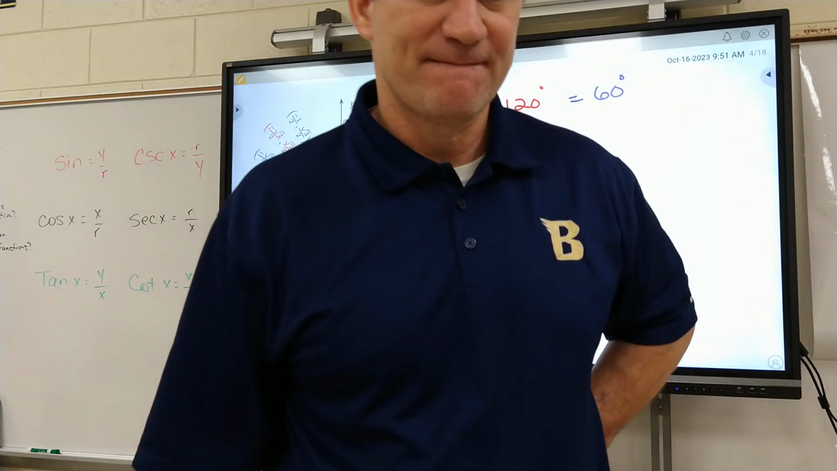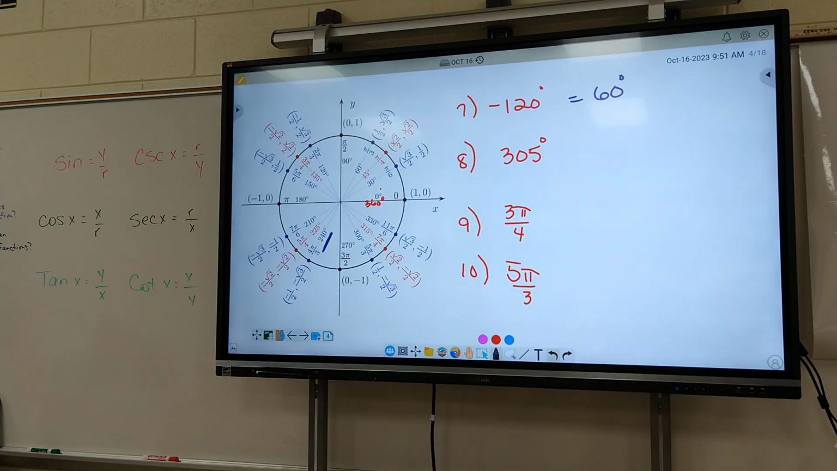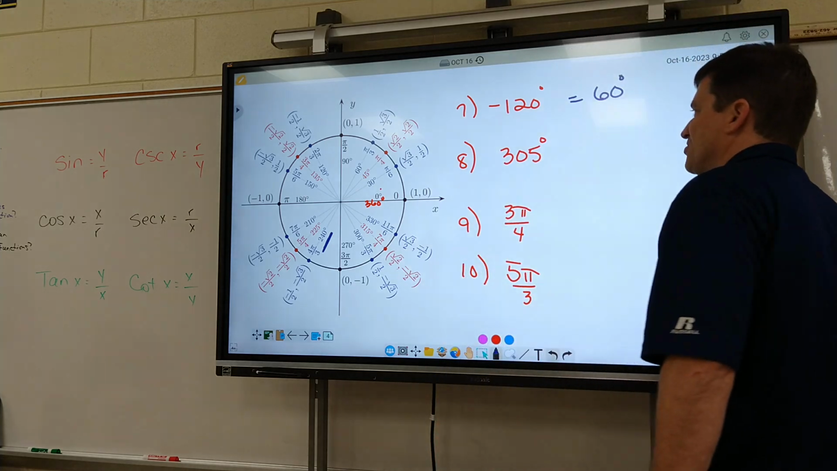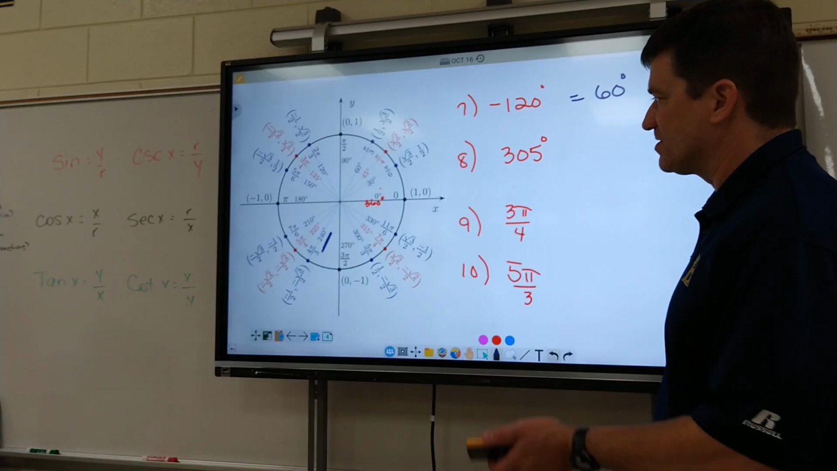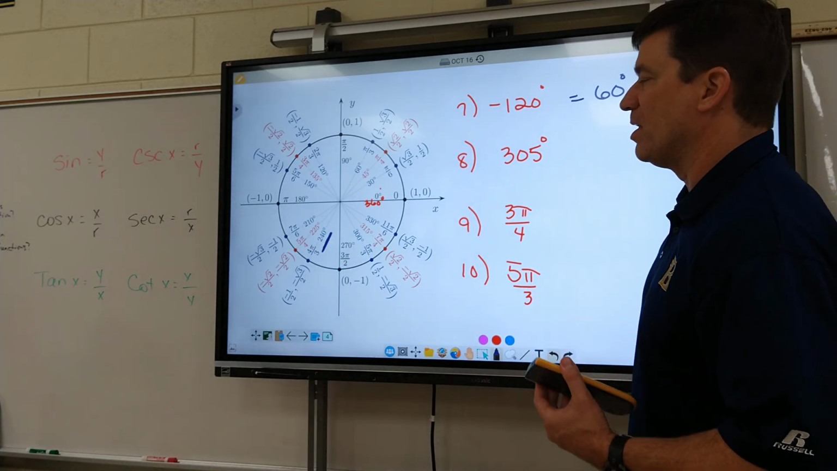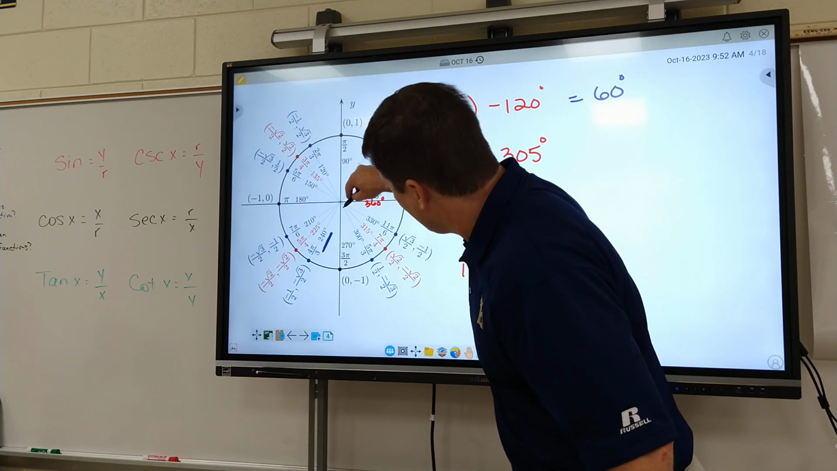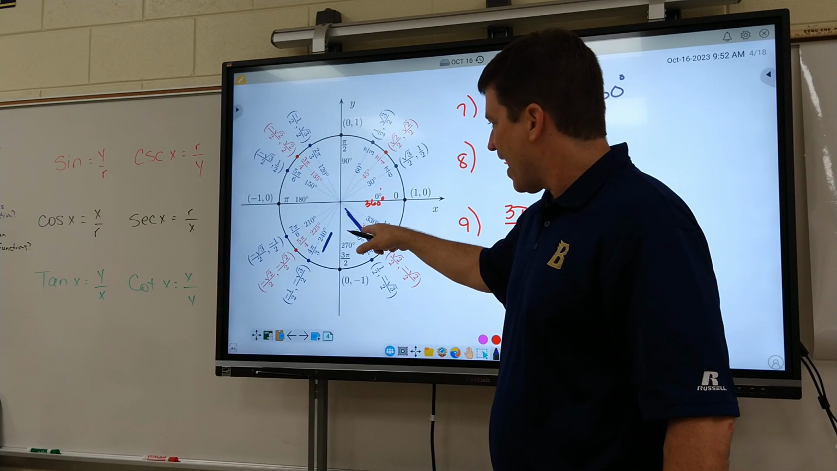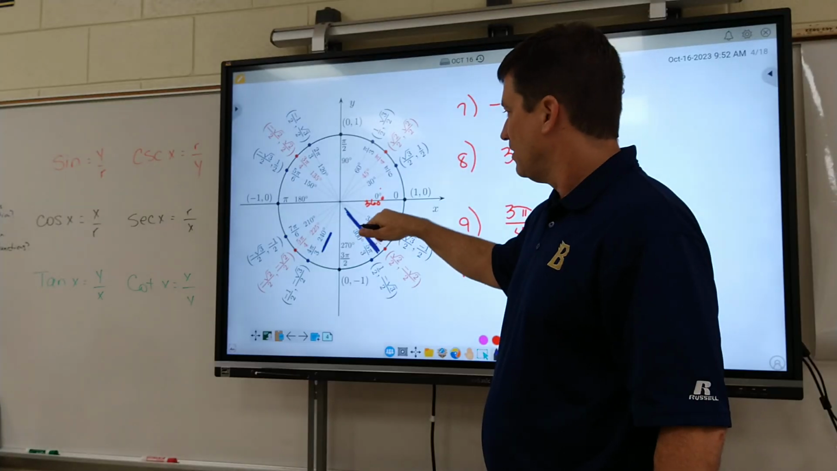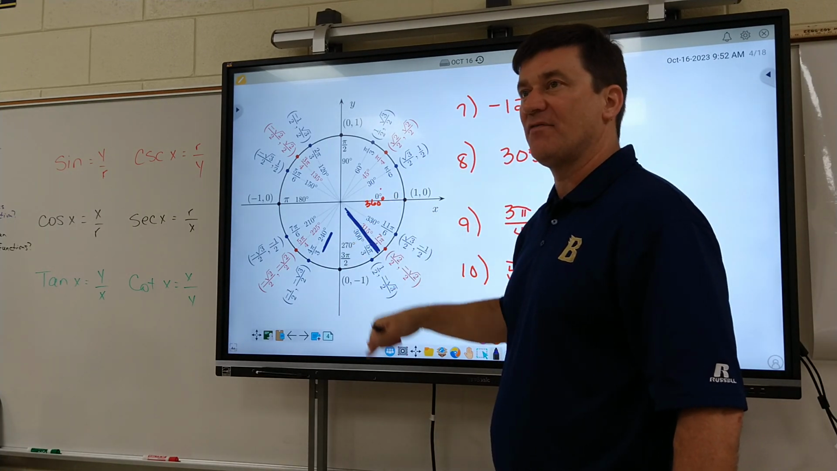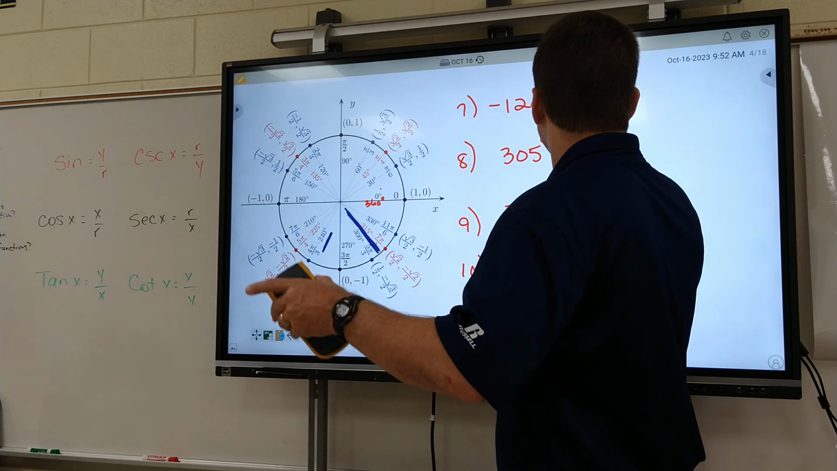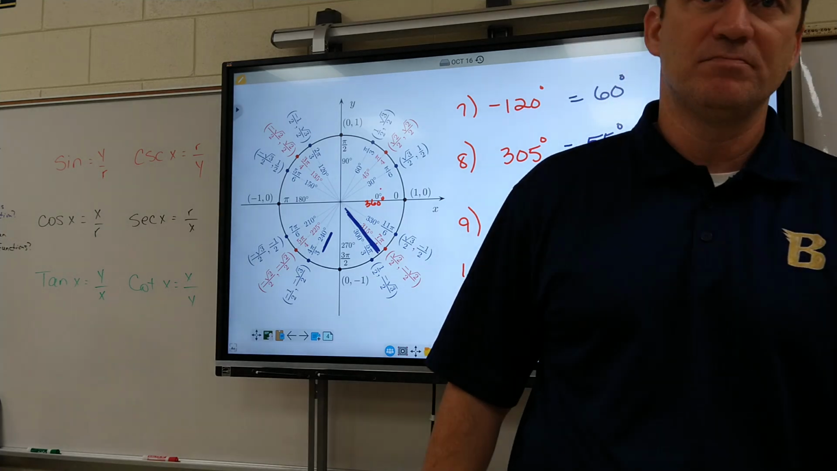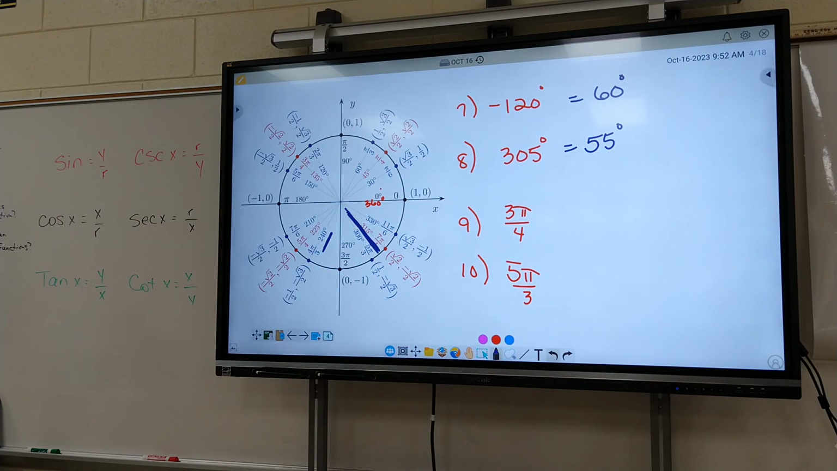All right, try 8. All right, number 8 says 305 degrees. Now, 305 is not actually on your circle, but where would it be if that number was listed? It would be right here, right between 300 and 315. So how far away is that from the closest x-axis? Do 360 minus 305, which is 55 degrees. All right, y'all should be able to do now 9 and 10. Go. Find them on the circle.